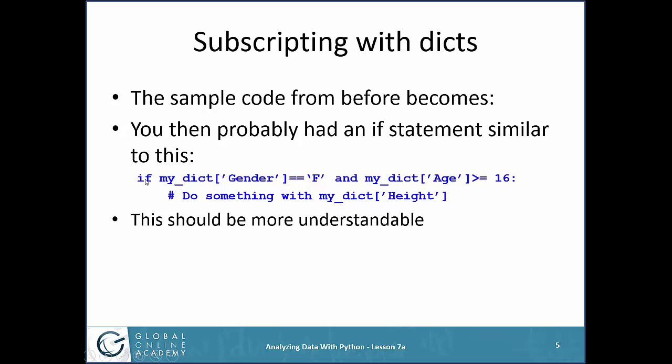You probably would have had an if statement, and look how we've changed it. Instead of my list square bracket 0, we've said my dict square bracket gender. If that equaled an f, and my dict square bracket age was greater than or equal to 16, then you'd do something with my dict square bracket height. This should be more understandable to other people reading your program and to yourself after a period of time has happened and you forgot what you were doing to begin with.